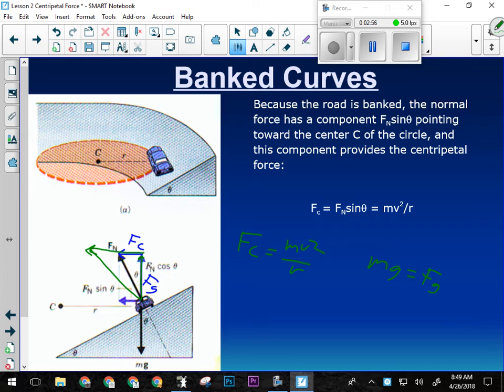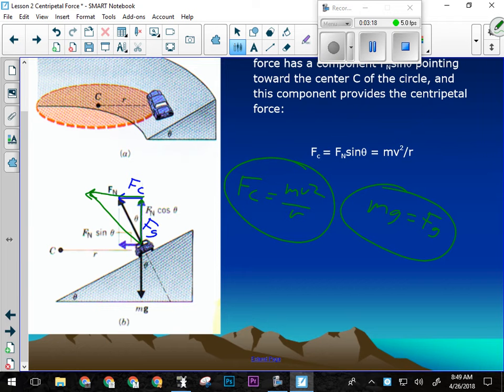So we have this relationship here. This is the opposite side of that triangle. This is the adjacent side to that triangle. Everybody with me there? How do I relate the angle between the opposite and adjacent sides? Tan. The relationship between opposite and adjacent sides is tan. So really what we're saying here is that tan of theta equals FC divided by FG. If we fill in the formulas, we'll derive the formula used to design banked curves.